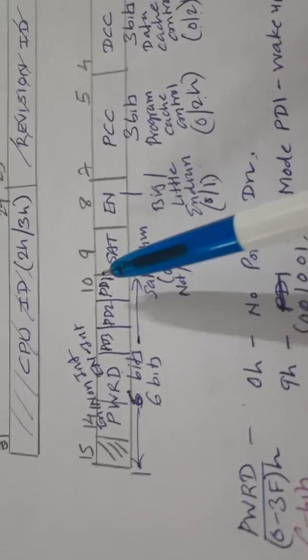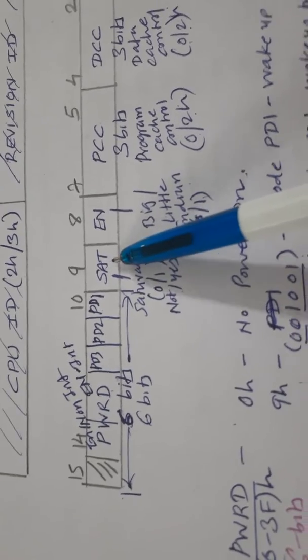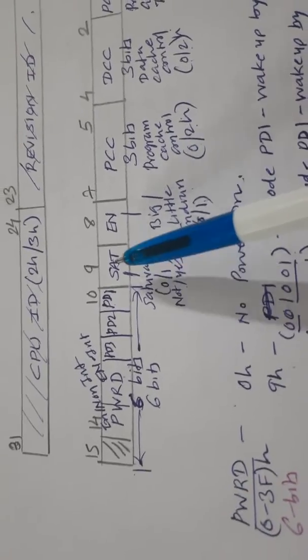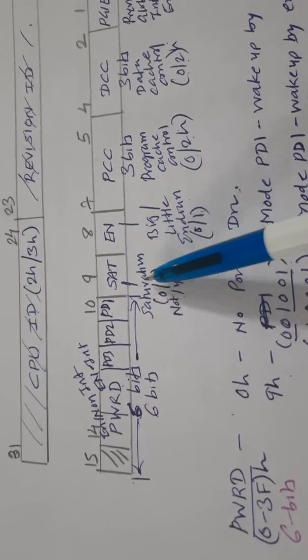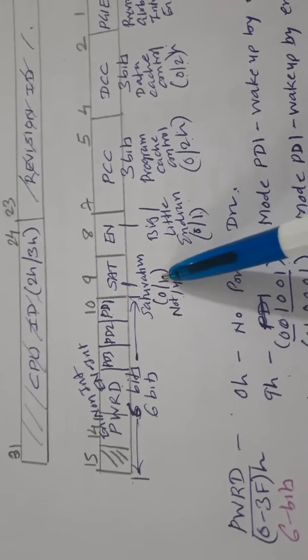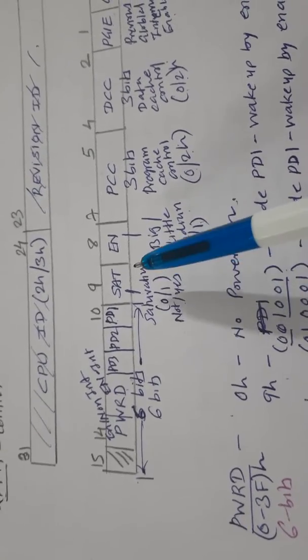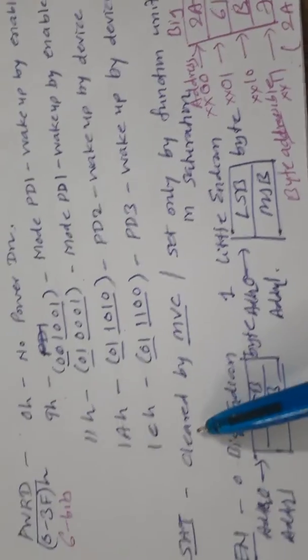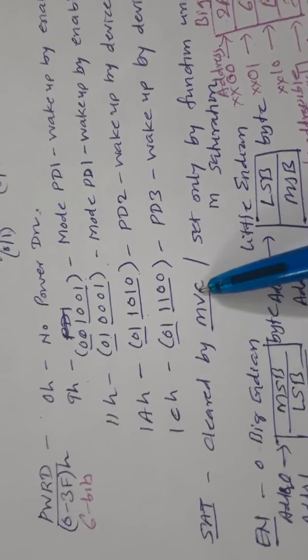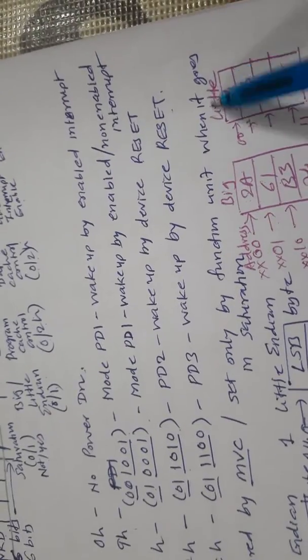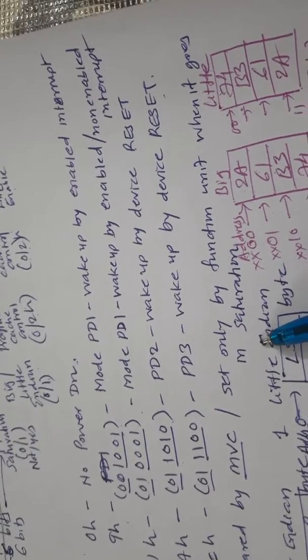Then the next bit is the 9th bit, that is for saturation. While performing any operation, if any of the units go into saturation, then this saturation bit will be set. We cannot set the saturation bit on our own, we can clear it by MVC, but it is set by the functional unit when it goes into saturation. So that is the saturation bit.